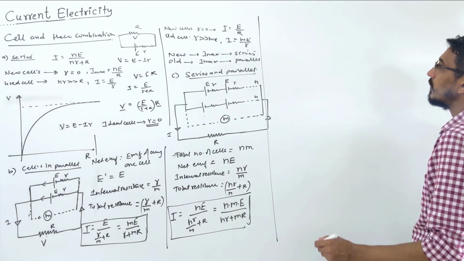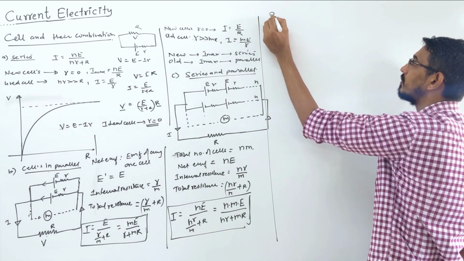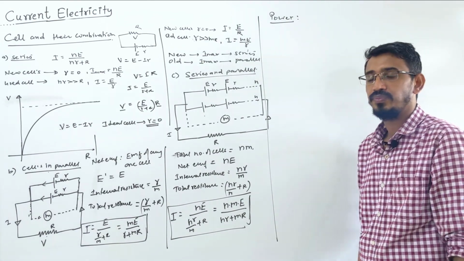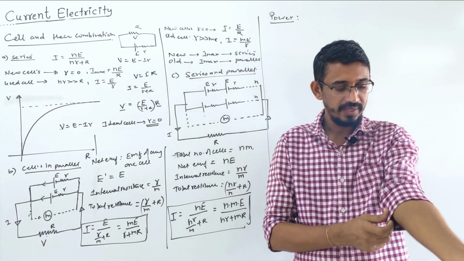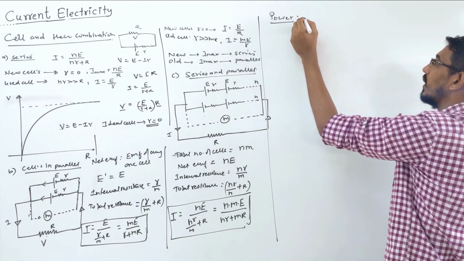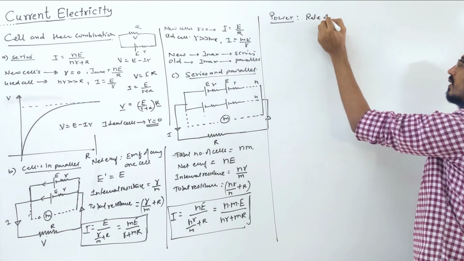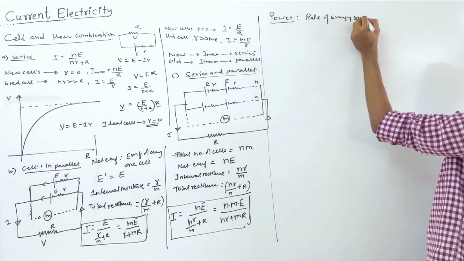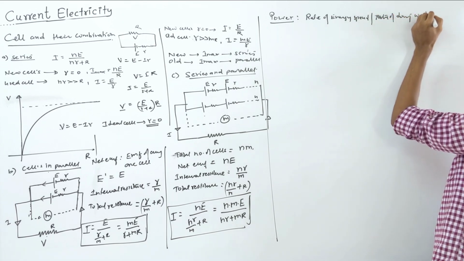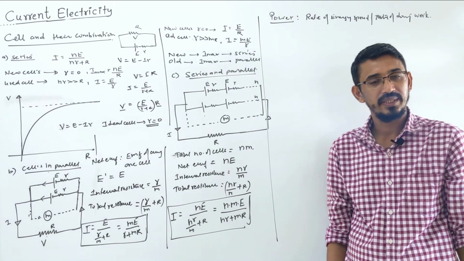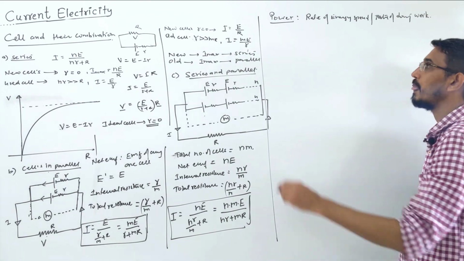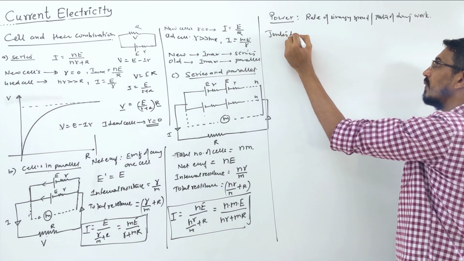Now let's see the power concept. Power: the basics you know, the rate of doing work or rate of spending energy is called power. The simplest definitions, which you already know: at what rate the energy is spent is called power. Here we write Joule's law of heating.